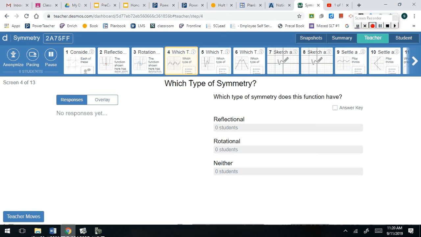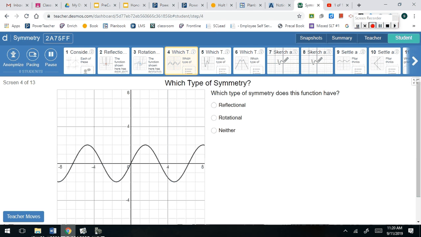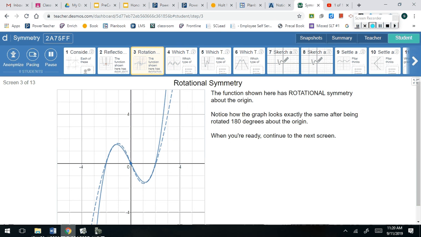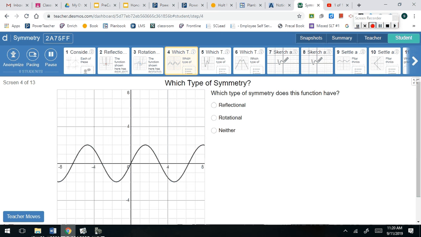Rotate about 0, 0. If you went 180 degrees, just like this one does, see how that one does 180 degrees? If you went 180 degrees with this one, it would map back onto itself. If you went about the origin, you see it? Okay. All right.